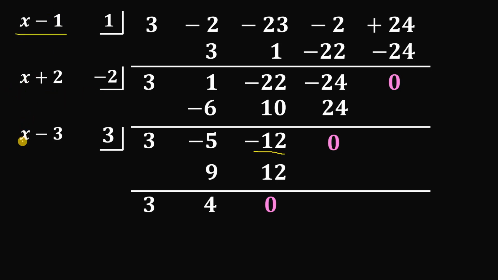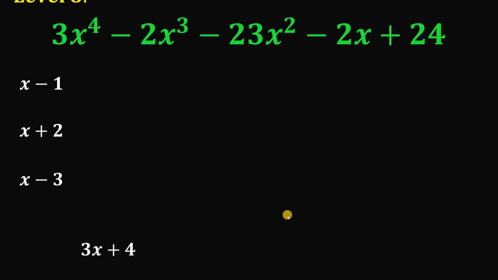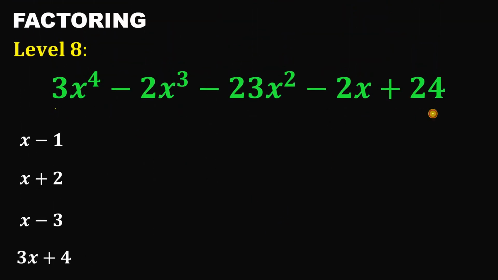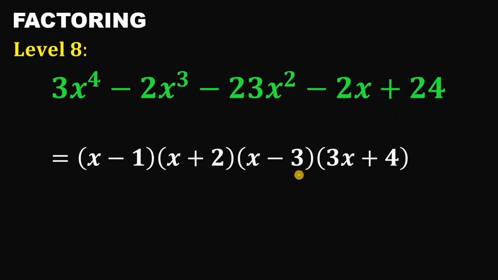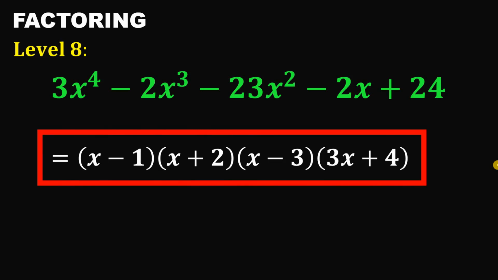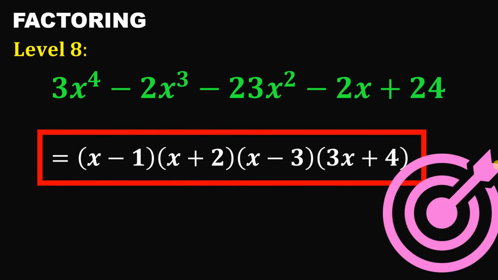And we have here 1, 2, 3 factors. Since the highest power of the expression is 4, we need 4 factors. So where is the other factor? The other factor is here. We have 3x plus 4. Now, we have 4 factors. Therefore, the factored form of this expression is simply equal to x minus 1 multiplied by x plus 2 multiplied by x minus 3 multiplied by 3x plus 4. And we are done in this level. So level 8 is done.